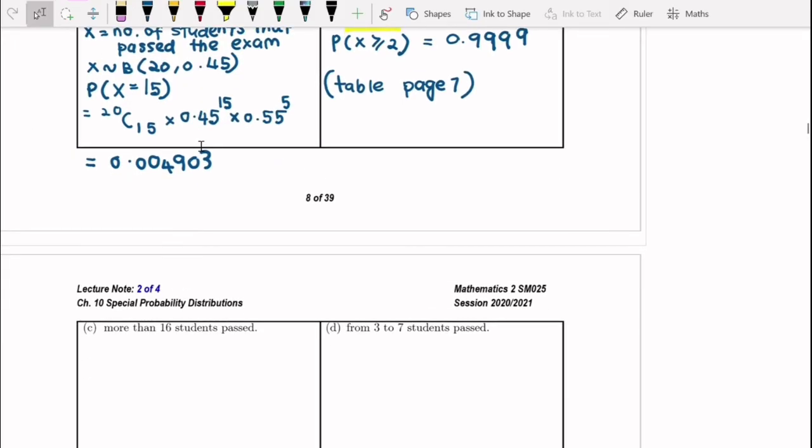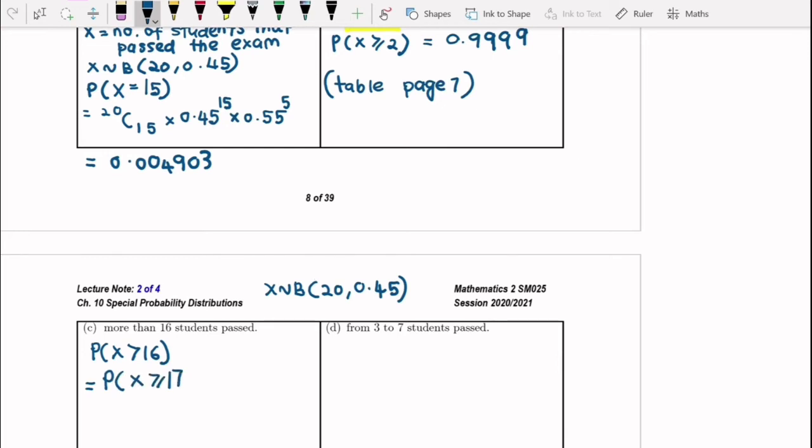Okay, next question C. Find the probability more than 16 students pass. We still have x with binomial distribution n equals to 20 and p equals 0.45. So we need to find probability of x more than 16. To use the binomial table, we need to change the more than sign to greater equal sign. So x greater than 16 means 16 is not included, so we start from 17. So x greater equals to 17.